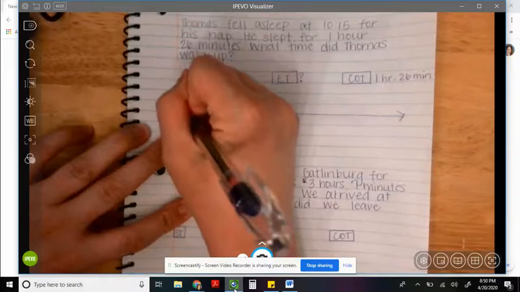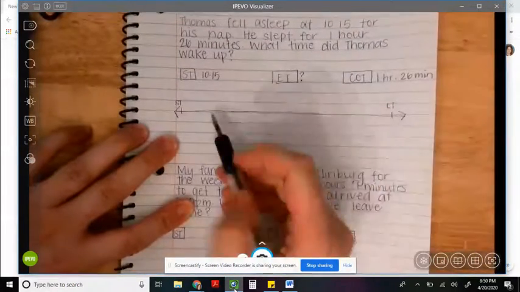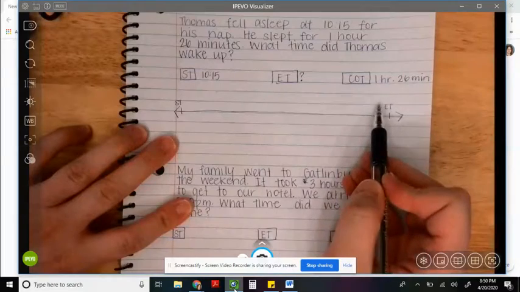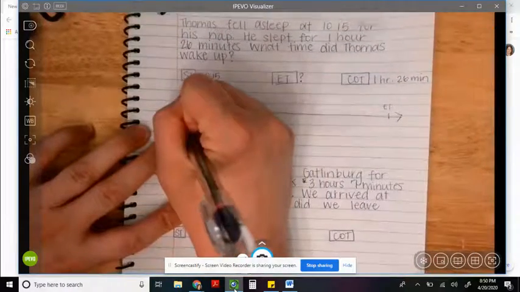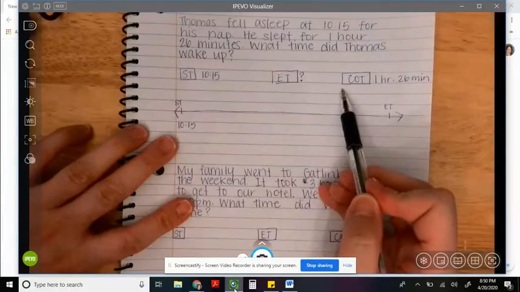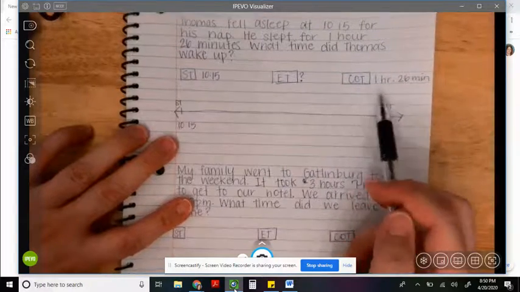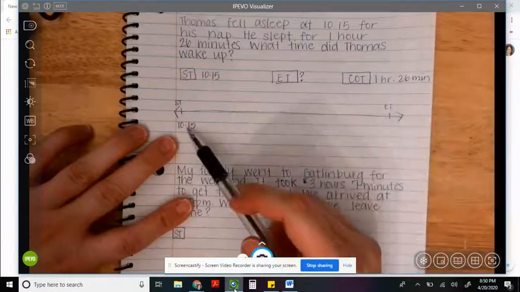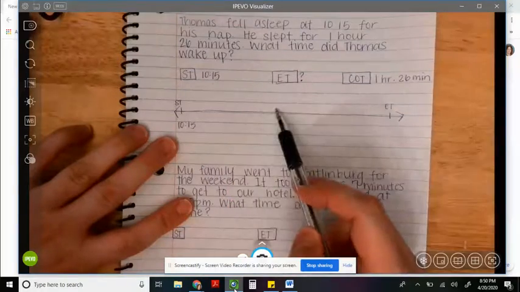And we're still going to label start time and end time down here. And we know our change of time is going to be found in the hops. So we know we start at 10:15. That's from up here. We know our change of time. So I know that my hops have to equal 1 hour and 26 minutes. And I'm going to be adding to 10:15, 1 hour and 26 minutes.